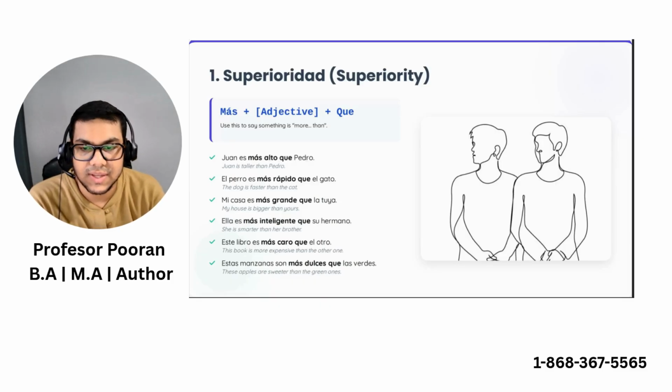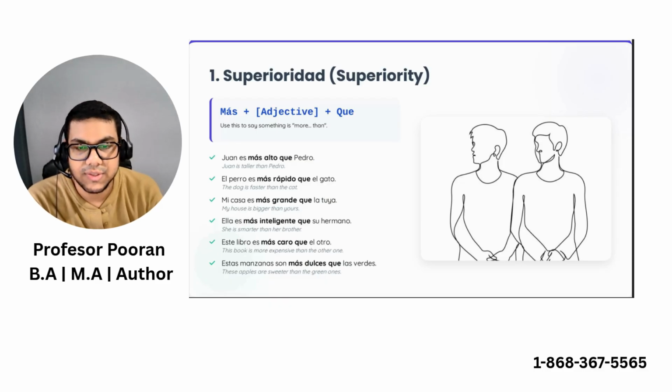Este libro es más caro que el otro. This book is more expensive than the other one. So here you're seeing a literal translation, more expensive than. Estas manzanas son más dulces que las verdes. So these apples are sweeter than the green ones.